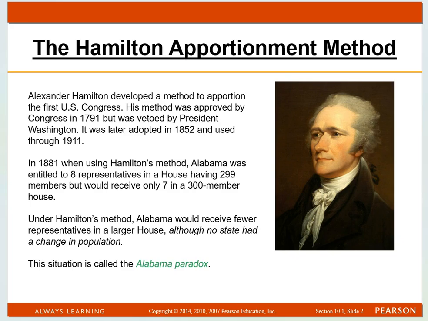Okay, so there's the man, Alexander Hamilton, and he came up with this method of apportioning the first U.S. Congress. And it was used for a while, but they ran into a problem because in 1881, when they were using his method, Alabama was actually entitled to 8 representatives in the House that had 299 members. However, when the members went from 299 up to 300, Alabama actually lost one of their representatives in the House. And this became known as the Alabama paradox.